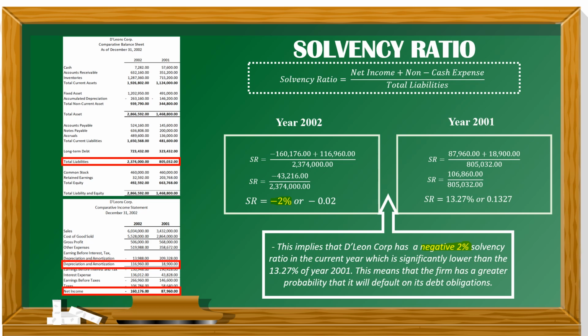Now, what does this negative 2% mean here? It definitely means that De Leon Corp has no capacity of paying its total liabilities from its operating income. Now, this means that the firm has a greater probability that it will default. Okay, default meaning to say the act of not paying off its debt, or again, has no capacity of paying its debt obligations.